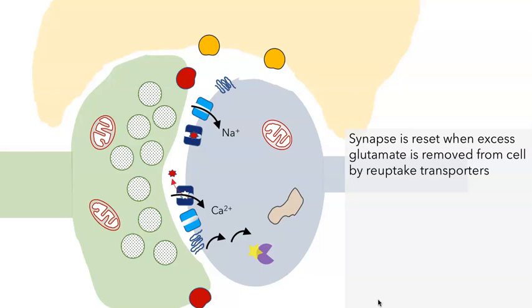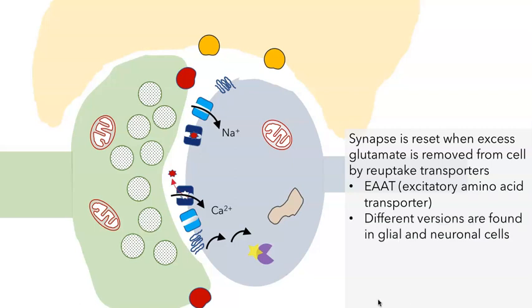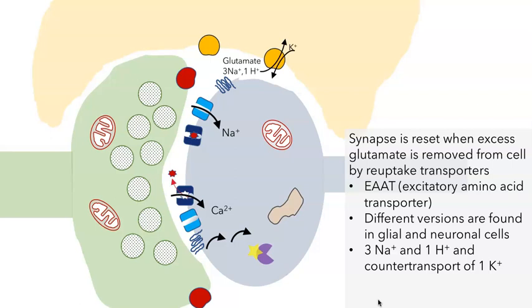This is accomplished by reuptake transporters, or the EAAT, excitatory amino acid transporter family. Different versions of the reuptake transporter are found in glial and neuronal cells, but both versions operate similarly and with a somewhat ridiculous stoichiometry, in which 3 sodiums and 1 proton and a countertransporter of a potassium ion is necessary in order to reuptake a glutamate molecule. Let me add this to the cartoon here.